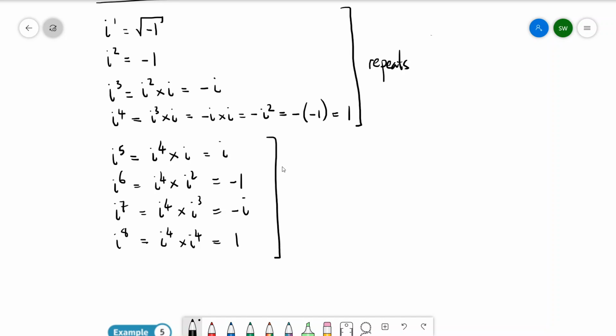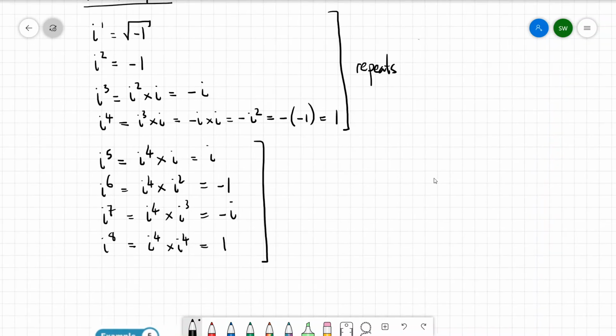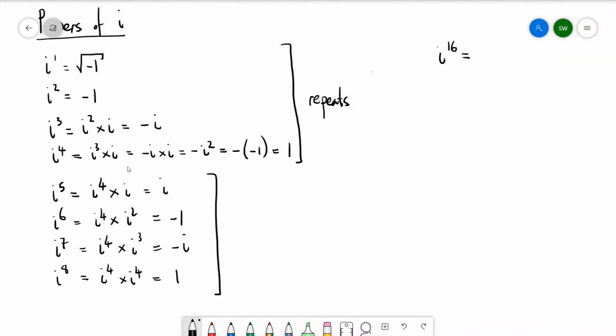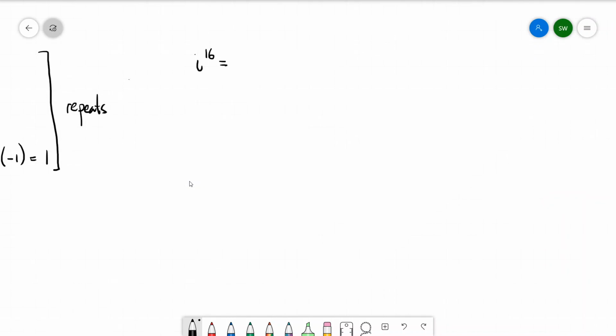So we can work out some slightly more complicated powers of i using what we've just done here. Let's think about i to the power of 16. Well, 16 is a multiple of 4, and we know that every multiple of 4 as a power of i is 1. So actually we know that this is just going to be equal to 1. If you're not happy about that, you could write that as i to the power of 4, to the power of 4, because 4 times 4 is 16.